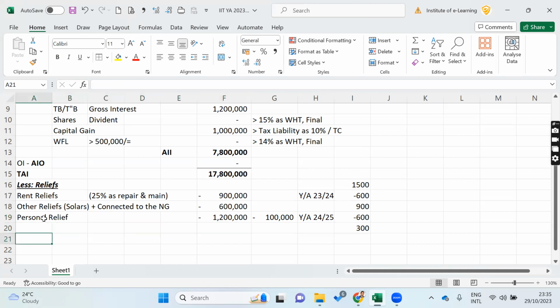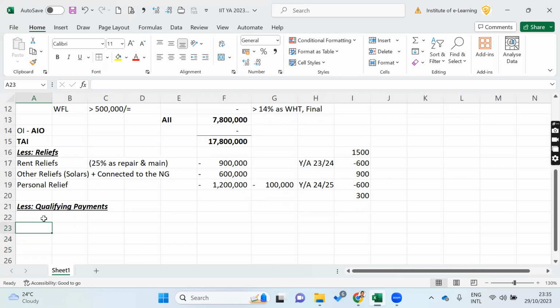Then what are the other deductions? The next deduction is qualifying payment. I will take the key qualifying payments, right? We have a few qualifying payments applicable, but I will take only the famous ones.